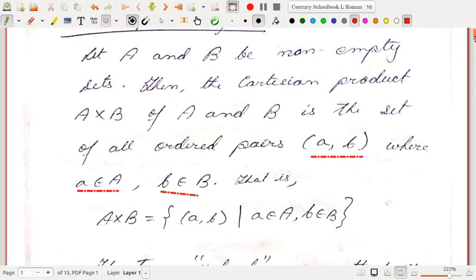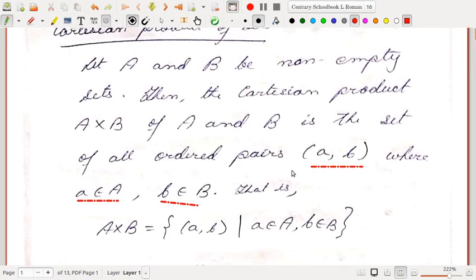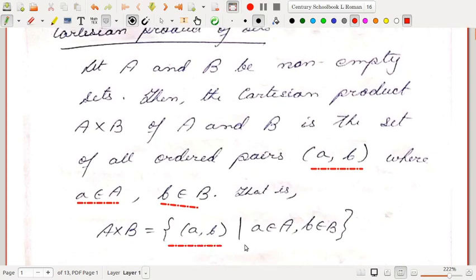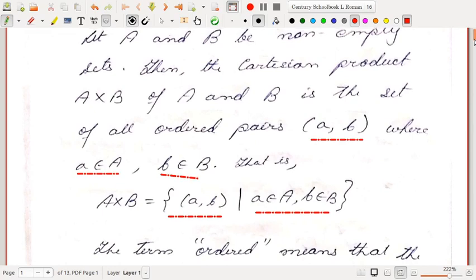That is, A cross B is written as the set of all those (a, b) where the first element a is from the first set and the second element b is from the second set, right? So for defining A cross B, we need the sets A and B to be non-empty.